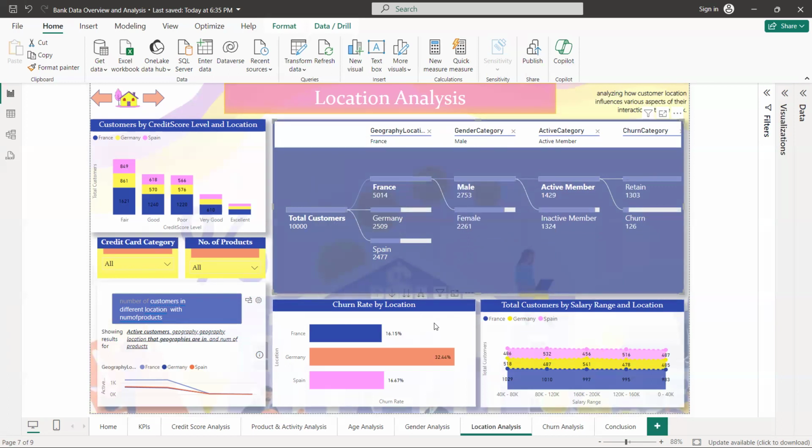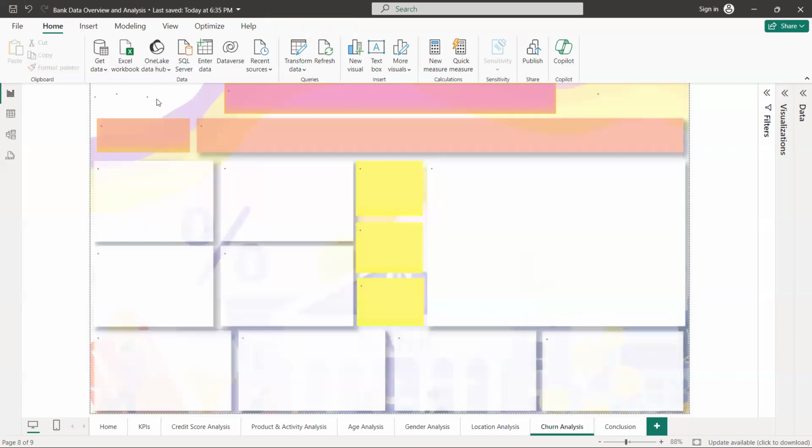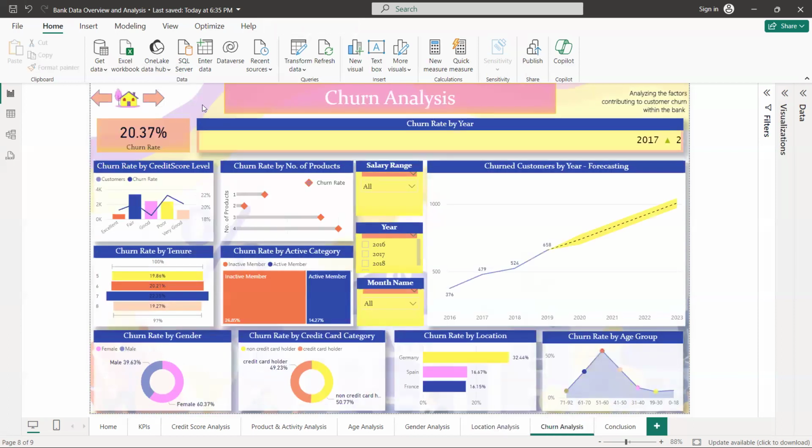Then we have a stacked bar chart that shows the churn rate segmented by location. Here we can clearly see that Germany has the highest churn rate. Next is a stacked area chart that shows the distribution of customers across different salary ranges segmented by location. Okay, so moving on to the next page, which is churn analysis.